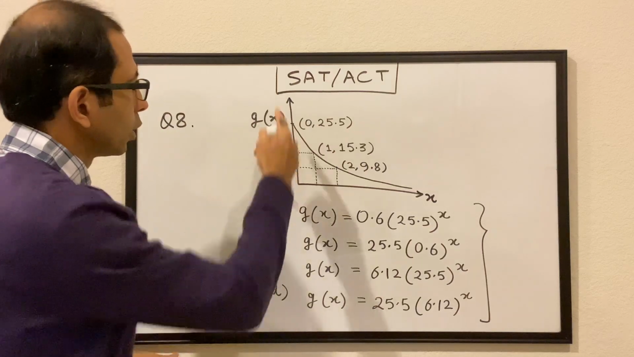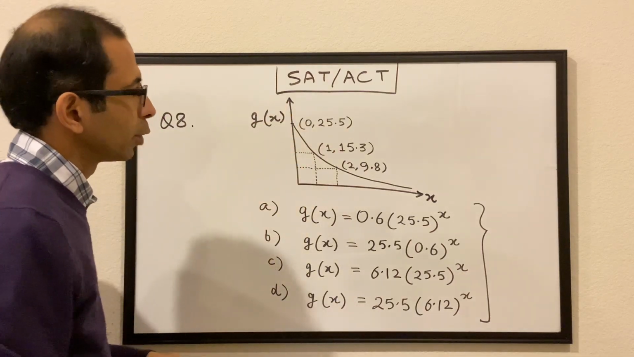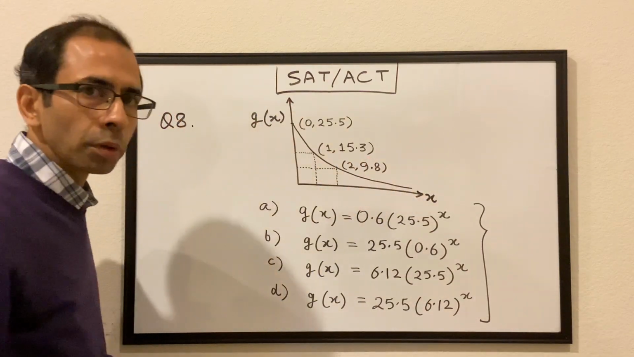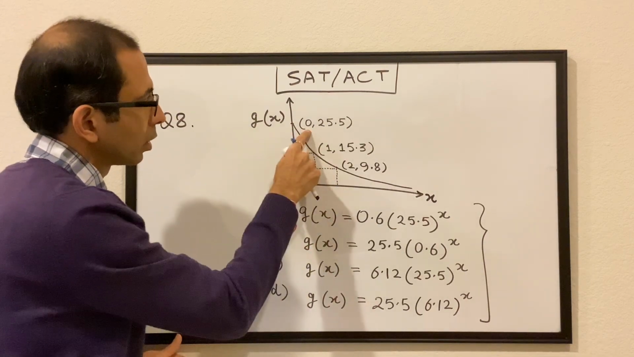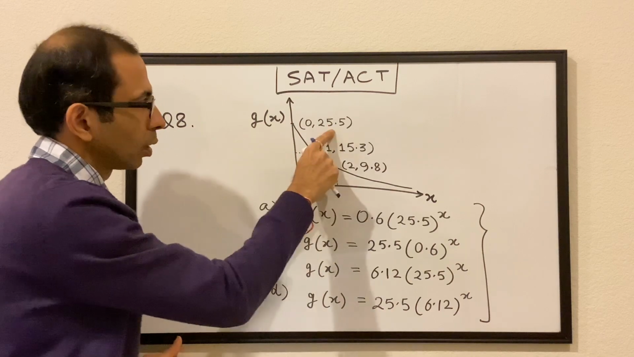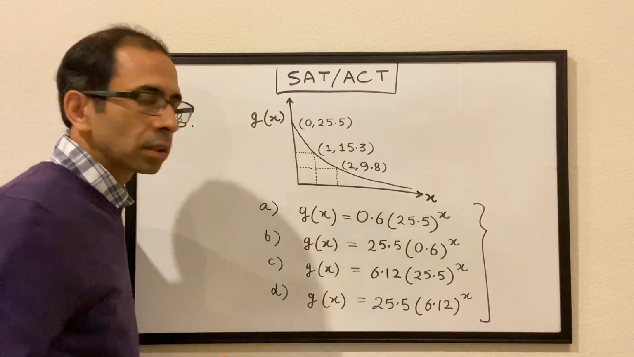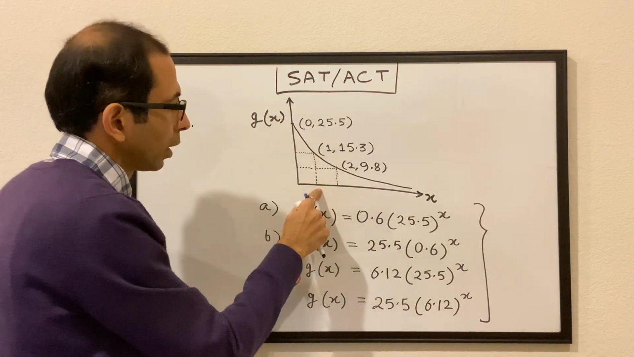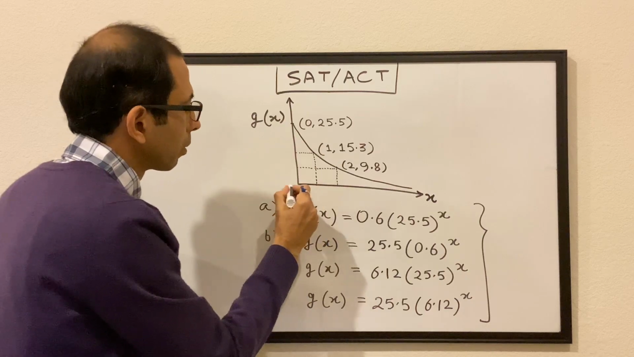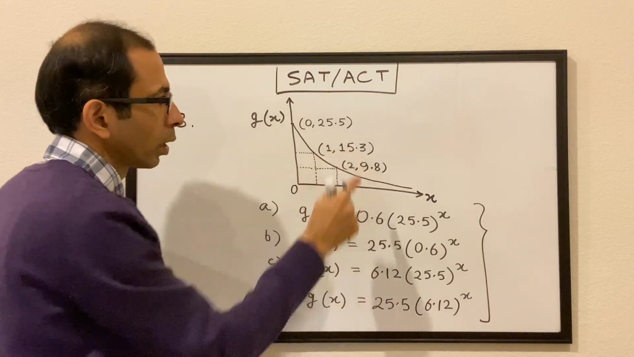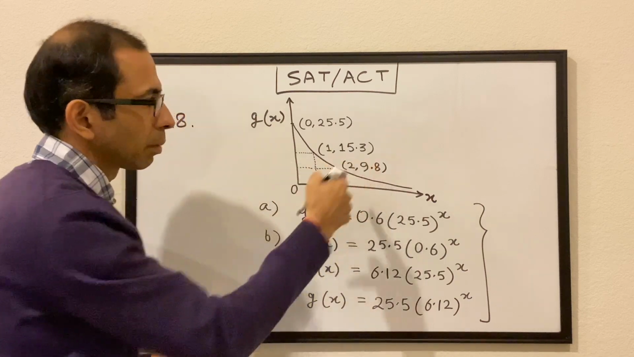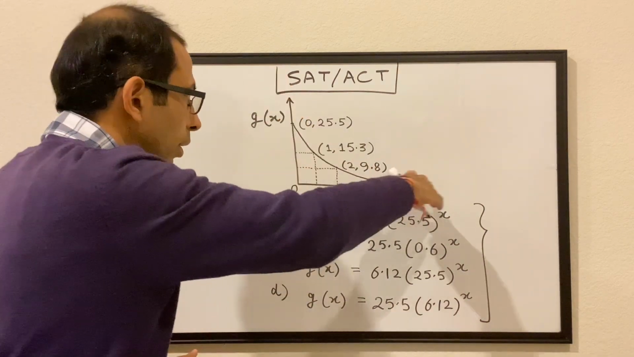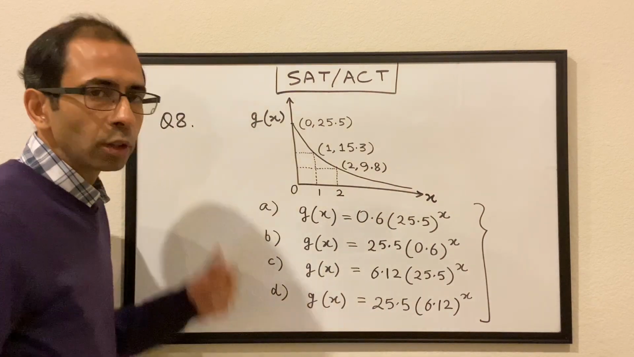So we have a function gx which varies as we see on the board, right? For the value of x as 0, the value of the function gx is 25.5. They've given us some more points here. So when x is 1, the value of gx is 15.3, when x is 2, the value of gx is 9.8, and so on, and the graph is going like this, and we have to select the right option, correct?